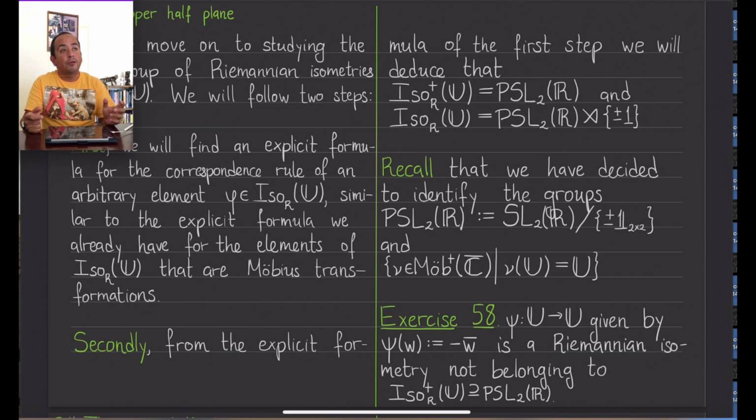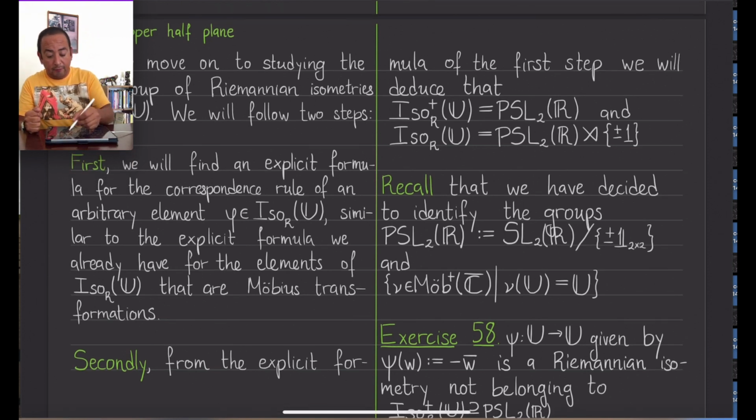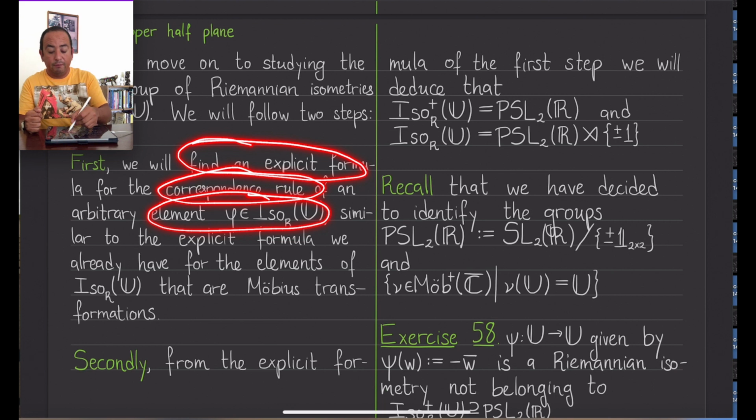And once I have done that, I'm going to use the form of this formula to see that the full group of isometries of the upper half plane is indeed a semi-direct product, and actually a semi-direct product that in the end turns out to be quite simple. Namely, it's going to be the semi-direct product of the Mobius transformations that preserve U bijectively by a certain action of the group with two elements. So today what I'm going to be doing is finding an explicit formula for the correspondence rule of arbitrary Riemannian isometries of the upper half plane.